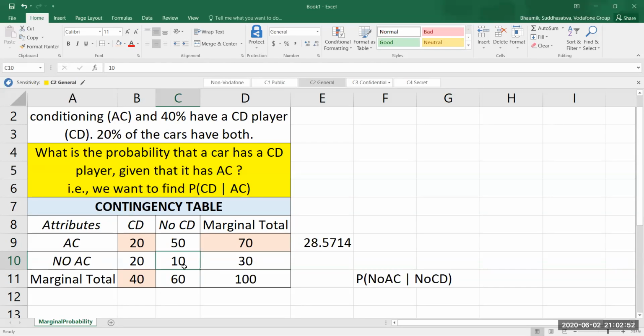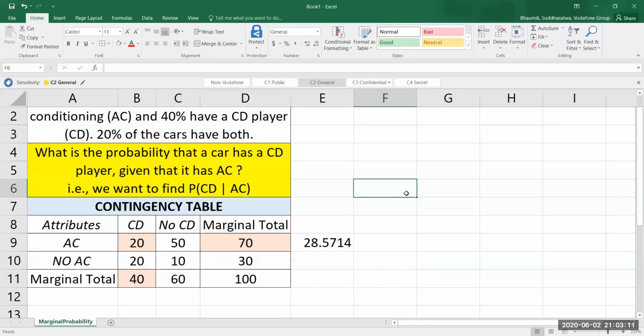Right, so this is how I'm going to calculate this. I will only concentrate on this, and I can simply find out what is the probability that given the car has no CD player, it will also have no AC, which is 10 divided by 60. So this is how a contingency table is going to help.